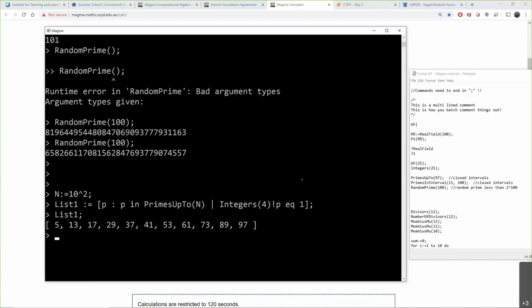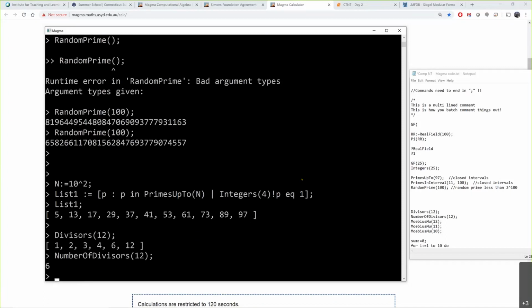Okay. What else can I do? There are many elementary number theory functions. So I can do the divisors of 12. If you just want the number of divisors of 12, there are 6 such divisors. The number of divisors function came up, I think, in Brandon's talk. So you might want to do that.